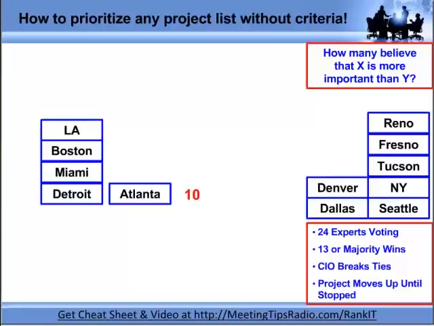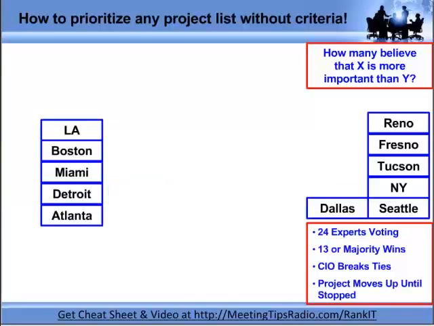Atlanta, again, we put it to the bottom of the list. I read the question, and 10 people believe Atlanta's more important than Detroit, and 10 people believe Detroit's more important than Atlanta. So we go to the CIO. CIO says Detroit's more important, so we put it below Atlanta, and we keep going. Now, we're saving ourselves a lot of time because we're not comparing Atlanta to LA or Boston. Why bother? If we already know that Atlanta is less important than Detroit, it's less important, okay?